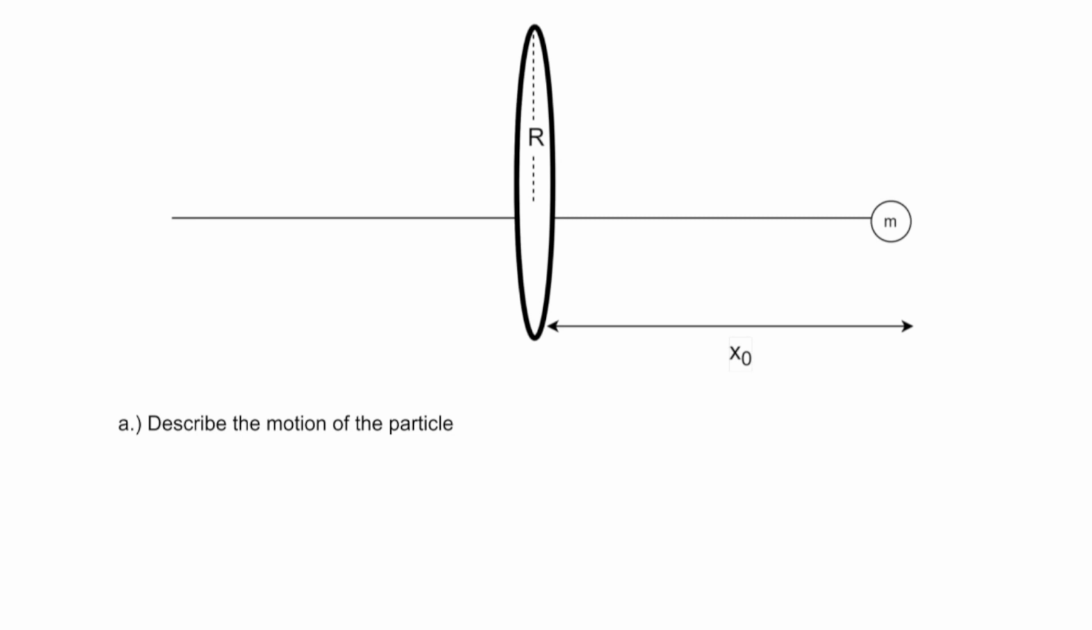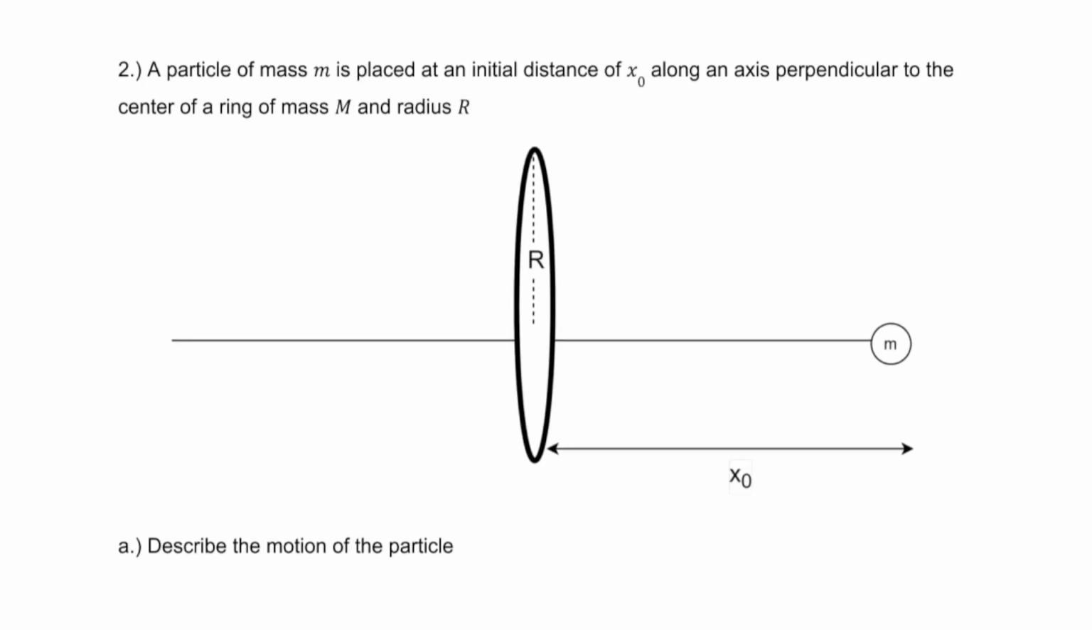All right, now we're going to apply these conditions and see if we can actually prove if a set of motion is simple harmonic or not. So a particle of mass m is placed at an initial distance of x0 along an axis perpendicular to the center of a ring of mass m and radius r.